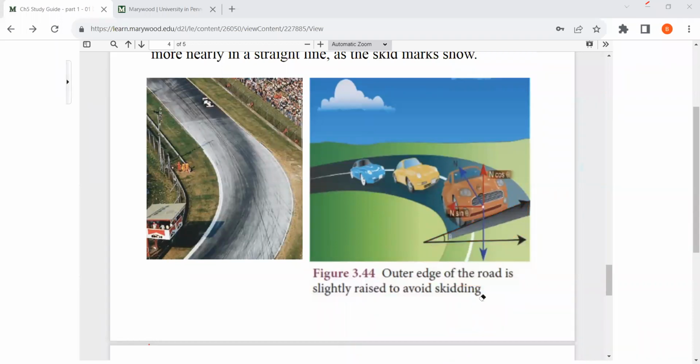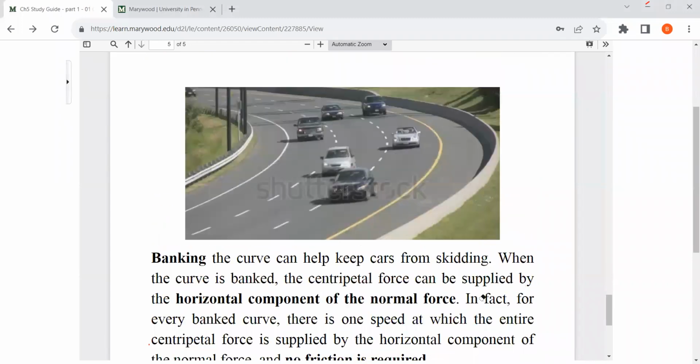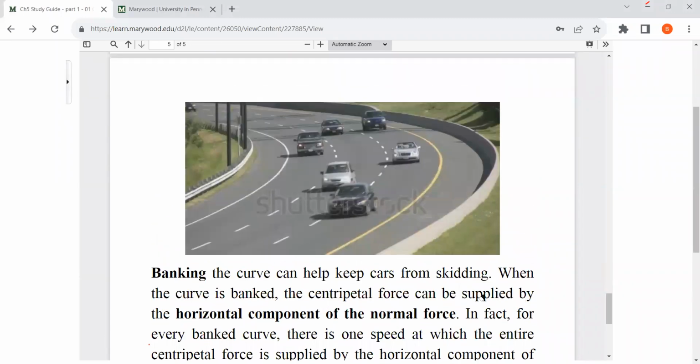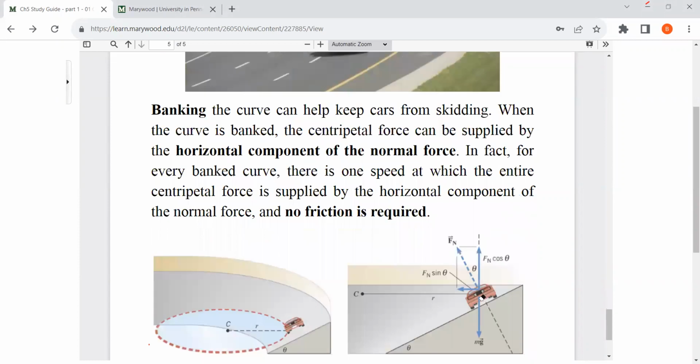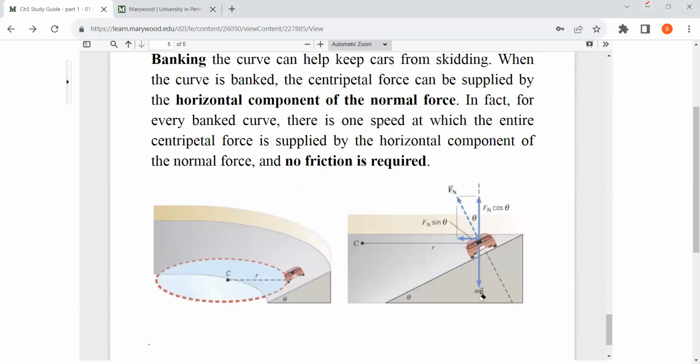Now, what is the advantage that I'm going to show you? Here is one example of the banked highway turn. To understand the physics behind the banked turn, let's consider this slice of the banked turn, and let's say the car is somewhere here. So this is the car.